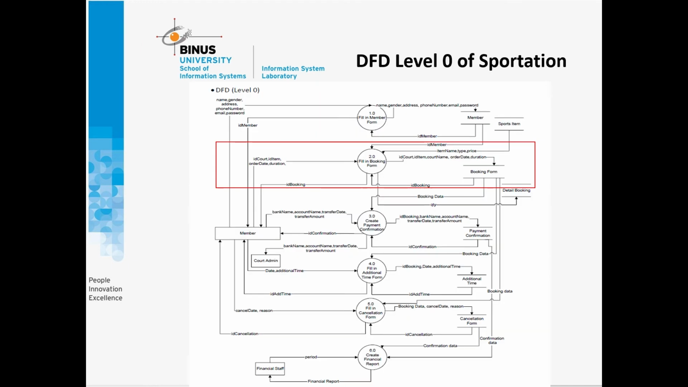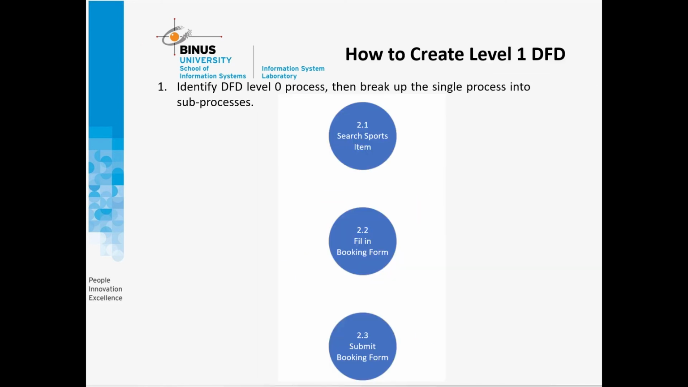This is the data flow diagram level 0 of Sportation. I am going to explain process 2, fill in booking form, to draw the level 1 data flow diagram. How to create a level 1 data flow diagram? First step is to identify the data flow diagram level 0 process. Then, break up the single process into sub-processes. In this level 1 data flow diagram, we have 3 processes: the first process is search sports item, the second process is fill in booking form, and the last process is submit booking form.